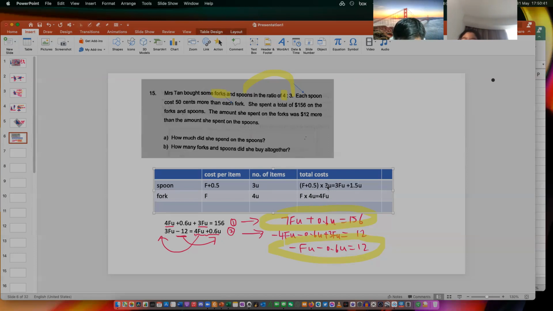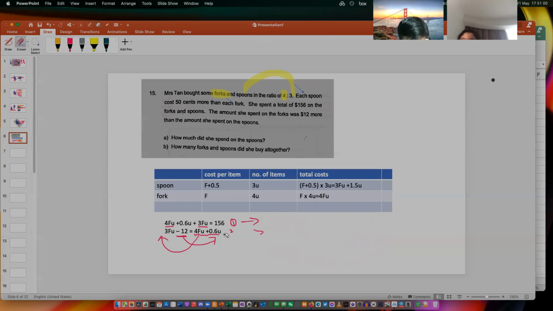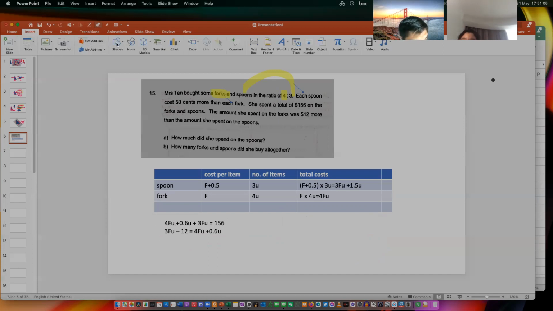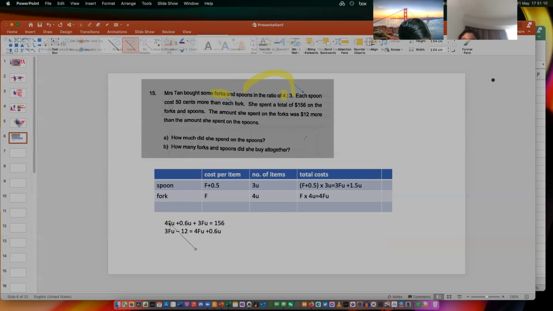So 3FU, 1.5. Yes. Okay, good. So the two equations formed here are also wrong, so let me just quickly correct this first. But anyway, the approach is correct. The method is correct. So correct this.